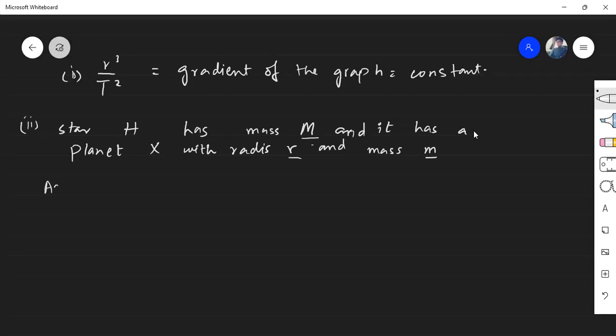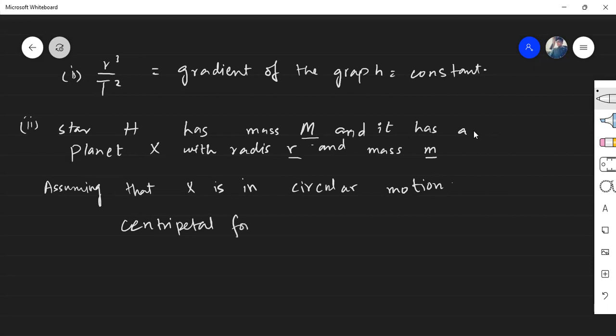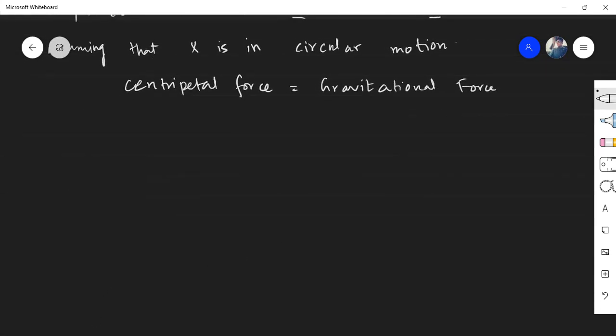Since we are assuming that X is in circular motion, what we're going to do is write: circular motion, centripetal force is equal to the gravitational force. Okay, just copy the question.